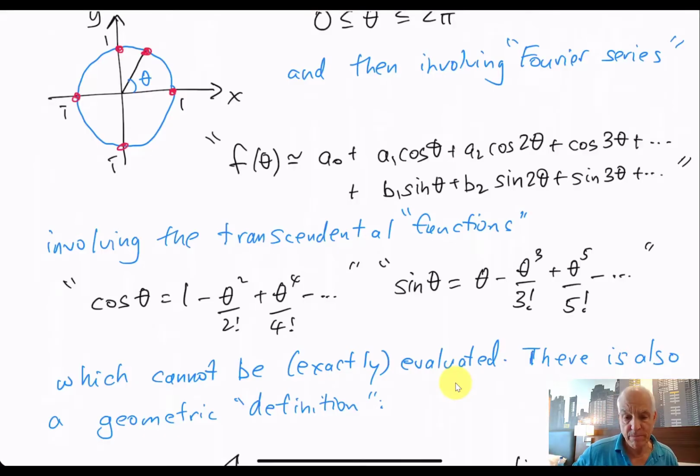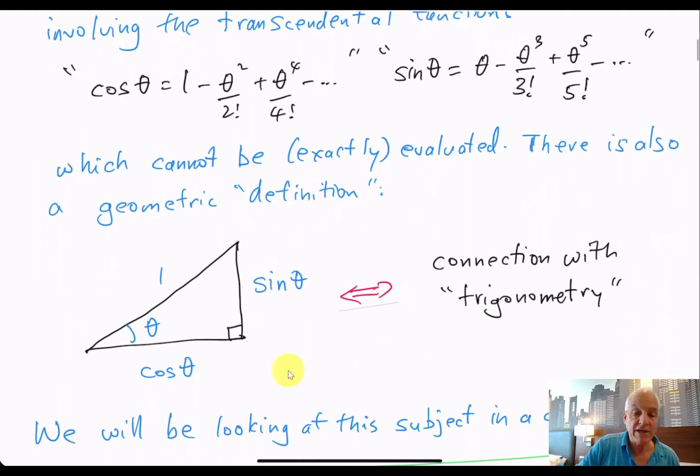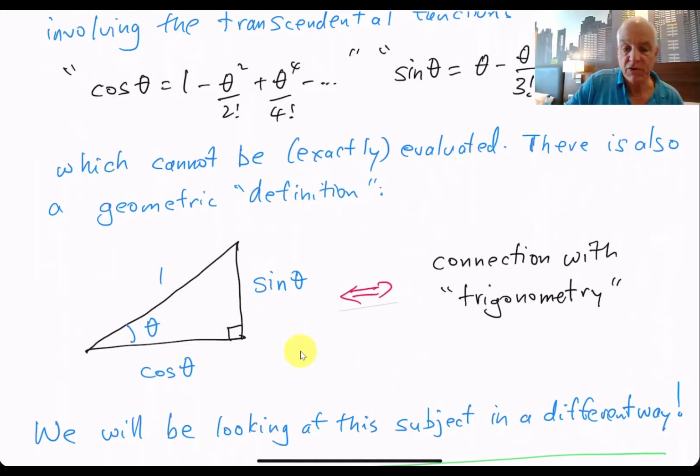There's also a geometrical understanding of cosine and sine, of course, via a right triangle, where we assume we have a meaning to the angle here, and then these opposite and adjacent sides are sine theta and cosine theta if we've normalized the hypotenuse to be equal to 1. So here's where the traditional connection with trigonometry appears. So this is the standard story, and we are going to be dispensing with it almost entirely.